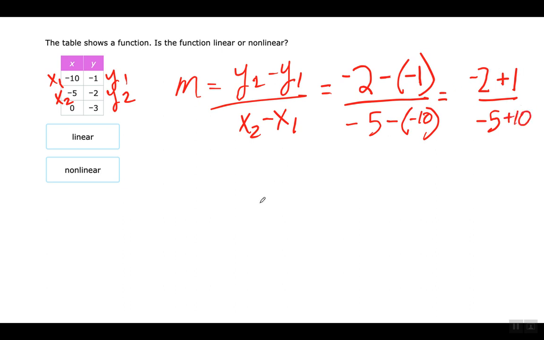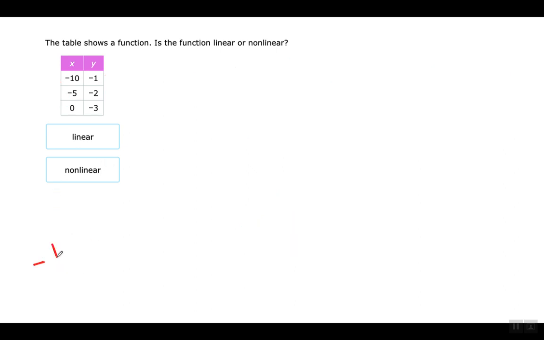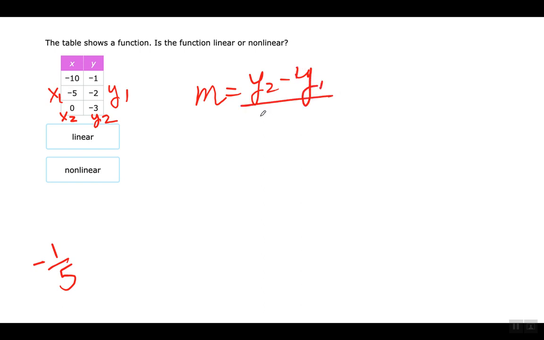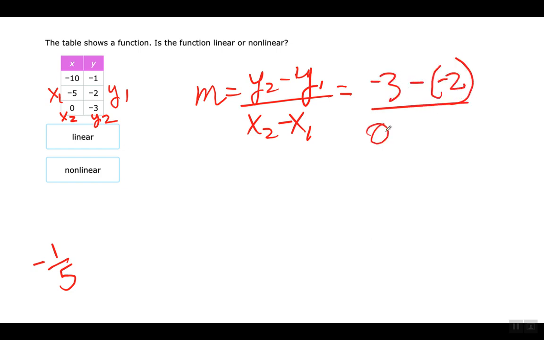All right, so negative 2 plus 1 is negative 1, and negative 5 plus 10 is positive 5. So the rate of change it gave me is negative 1 over 5. Now I'm going to do the bottom two. So I don't forget, I'm going to write here negative 1 over 5. Now I'll make this one x1, y1, and the bottom x2, y2. And when I plug them into the formula, negative 3 minus negative 2 on the top, 0 minus negative 5 on the bottom.